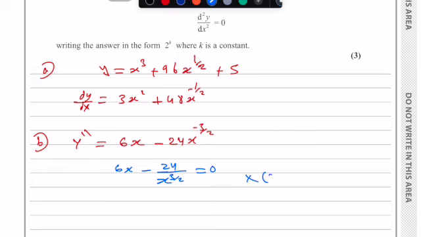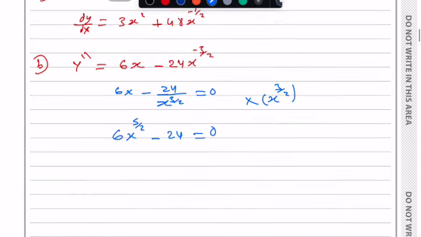So multiply all terms by x to the power of 3 over 2. It will be 6x to the power of 5 over 2 minus 24 equals 0. So it will be x to the power of 5 over 2 equals 24 divided by 6. So x is equal to 4 to the power of 2 over 5. You can leave it like this, or you can say it is like the fifth root of 16, whatever.